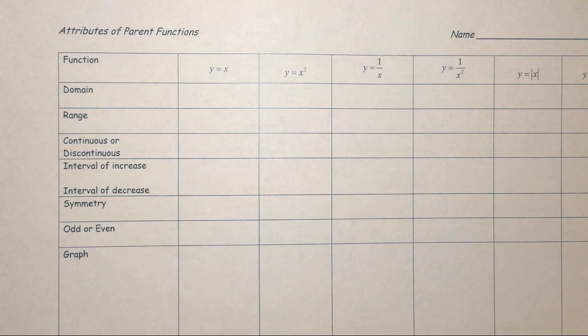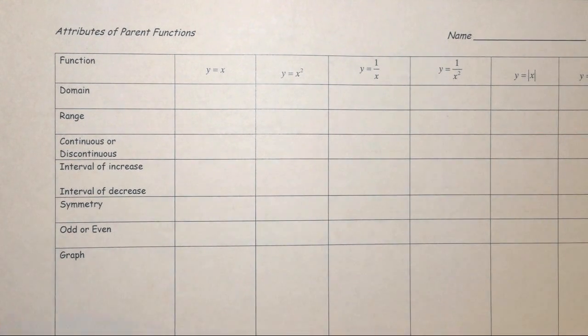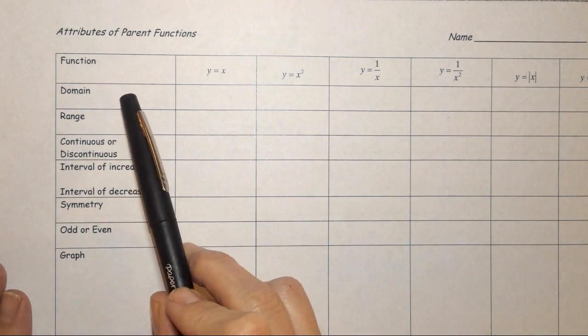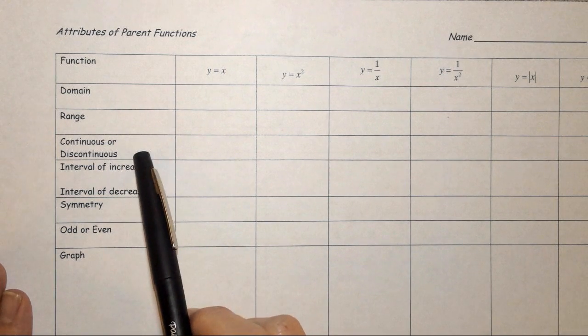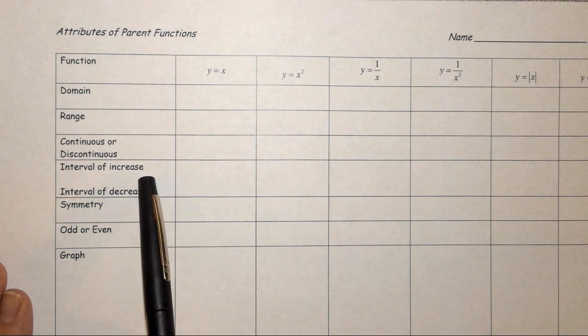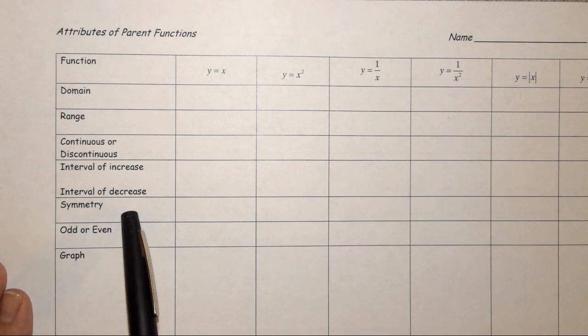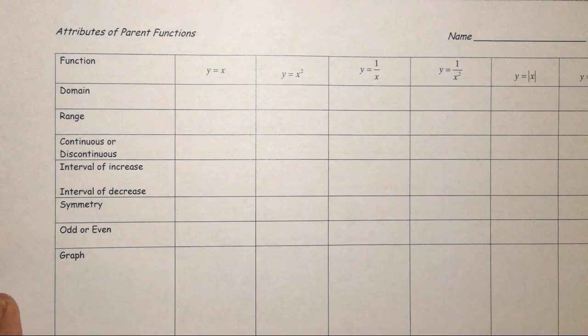Okay, so this video is going to go over all the parent functions that you need to know for your next test on Unit 3-2. First thing we're going to do is name each one of these, and after we name them, we're going to graph them. Once we have each graph, we should be able to answer the questions about domain, range, continuous, discontinuous, what interval is it increasing, what interval is it decreasing, is it symmetric about the y or the origin, and is it even or odd.